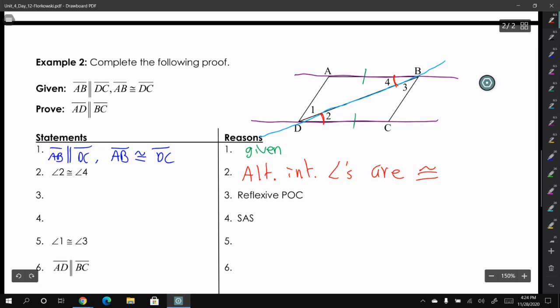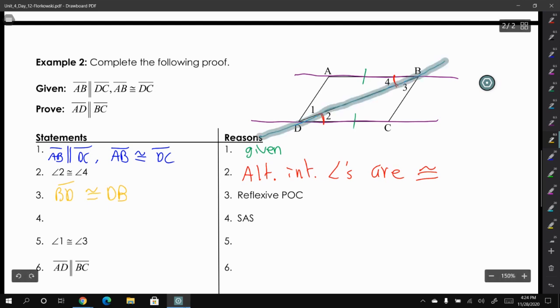And then statement number 3 is a blank one, but reflexive property is a reasoning. So BD and BD are the same side in both triangles. So I'm going to say BD is congruent to DB. And again, the reason why I switched them is in the top triangle, angle 4 is where B is, which is congruent to angle D in the bottom triangle, angle 2. So that's why we had to switch them to match the corresponding part.